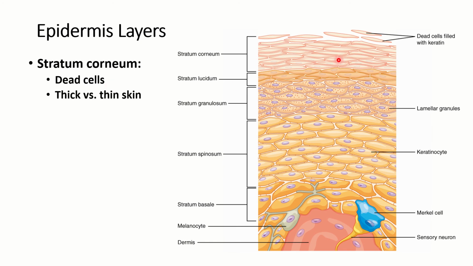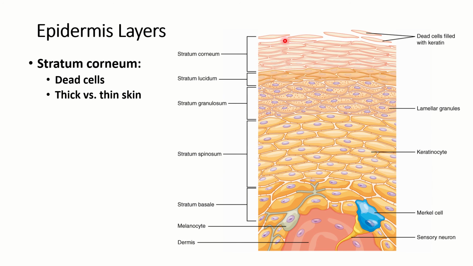And then you have the stratum corneum, and this is the one that is visible with the naked eye. These are totally dead cells. Inside you have keratin, and this keratin is the one that is providing an extra layer of protection and making the skin harder. So in these two layers, you can see it in the thicker skin. So the stratum lucidum is only in the thicker skin, and also the stratum corneum is a lot thicker.